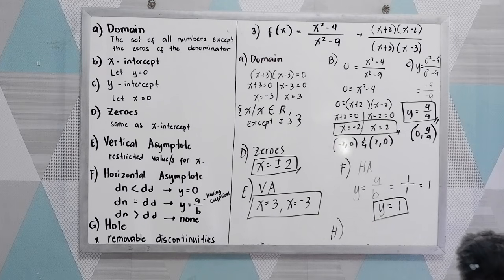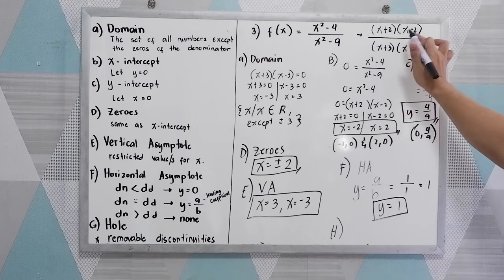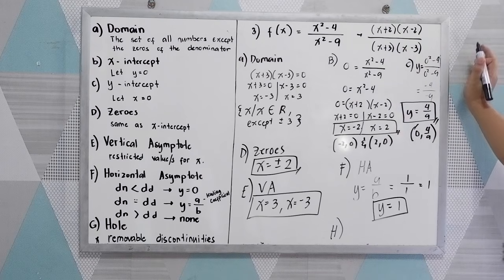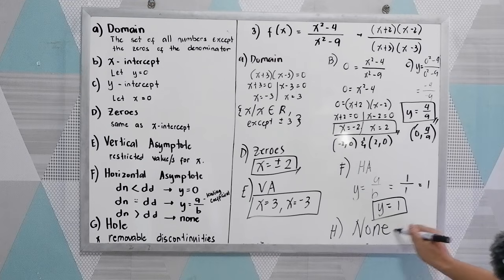And our hole, as you can see in our factored form, we don't have a common factor, so we don't have a hole.